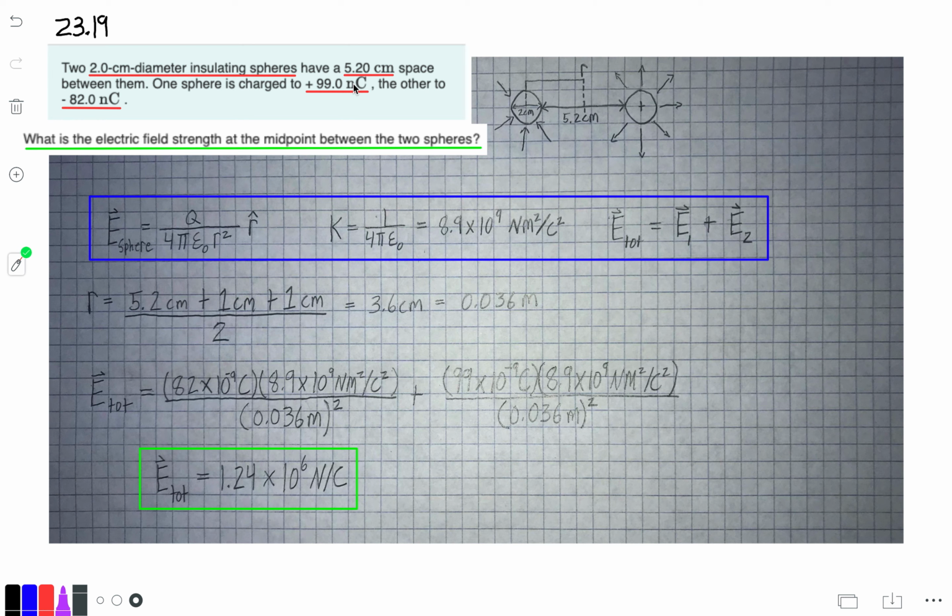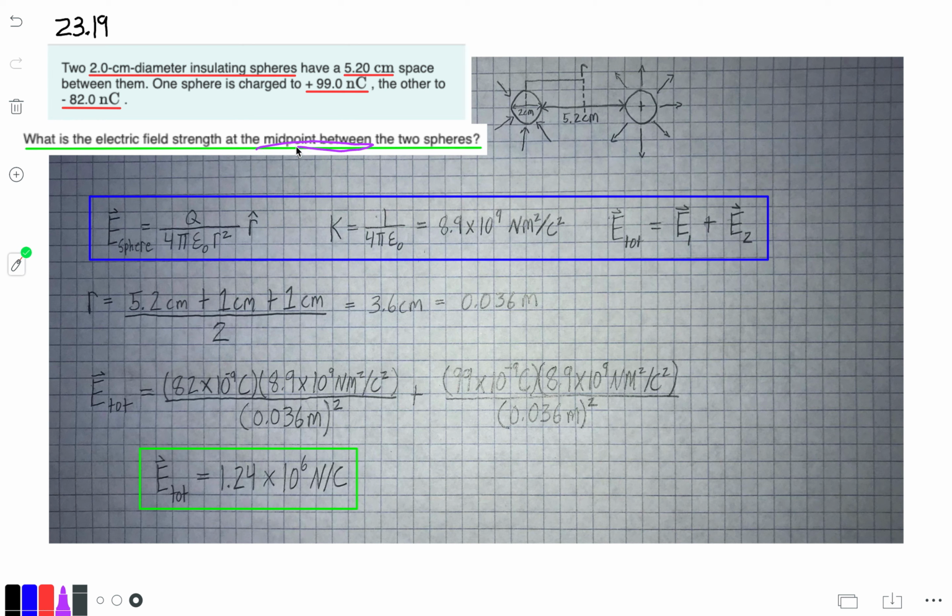So what we're going to do is, as you can see, we have our 2 centimeter in diameter spheres. That's important because that means that across here they're going to have a radius of 1 centimeter. And they also have a space of 5.2 centimeters between them. So we have different charges on the spheres here, one with a positive charge and one with a negative charge. These arrows would be going all the way around, but for the sake of the drawing and simplicity, I did not do that. But what we can do is we need to find the midpoint, right?